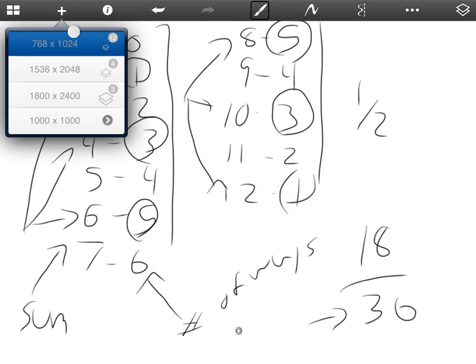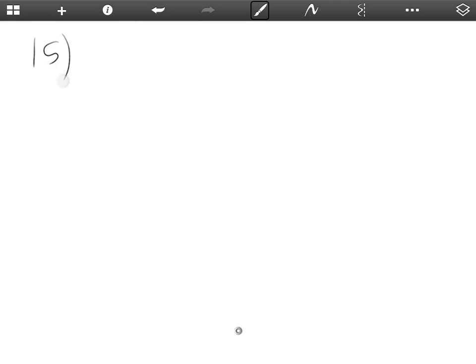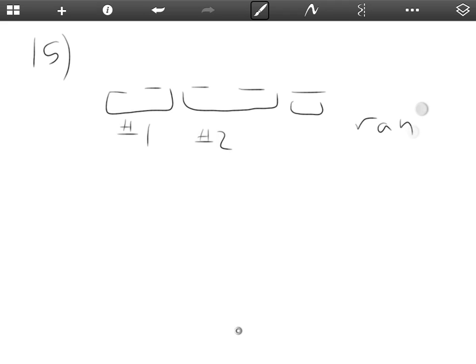Now let's do number 15. Number 15 is kind of a good one. Basically, you've got 5 cards in the deck, but you can really think of these 2 cards as one card when it comes to rank, and this card as the second card. You can think it's the first, and this is the second, in terms of rank.